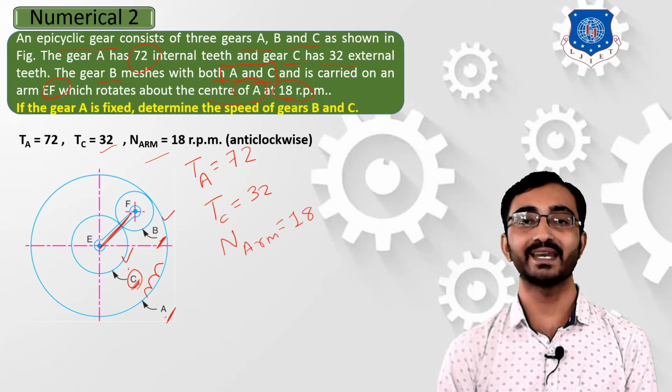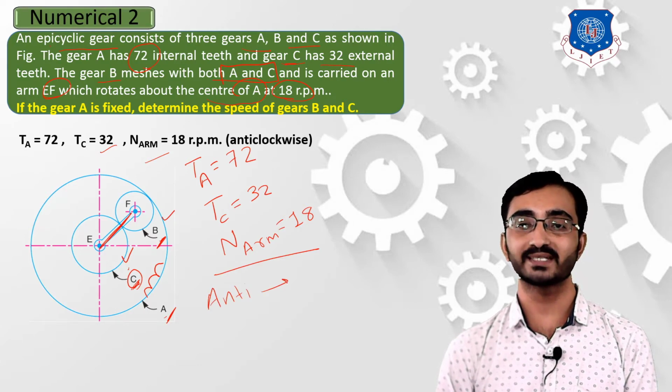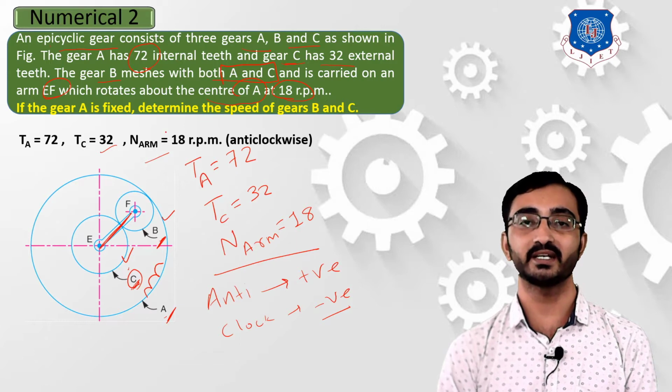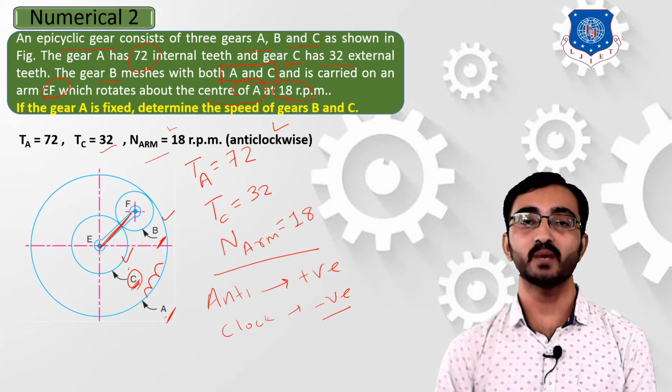Now they have not given the direction, so always remember one fundamental: in the case of a gear train, we always consider the anti-clockwise direction as positive and the clockwise direction as negative. So over here let's consider it positive, assuming that it is moving in the anti-clockwise direction. Now to solve this numerical, we will use the tabular method.